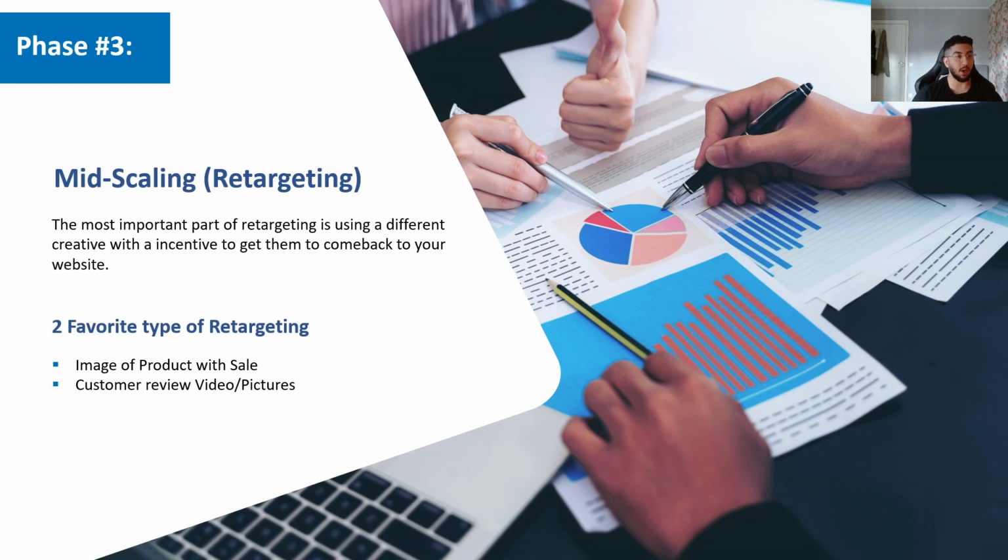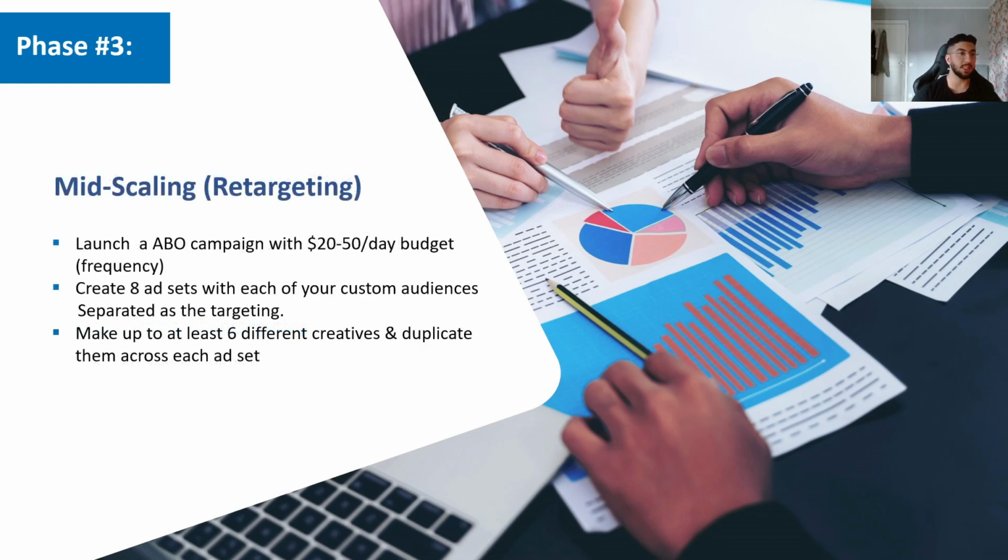Two favorite types of retargeting are an image of the product with a sale, and the other one is a customer review, video or picture, as I explained. So we have mid-scaling retargeting. Launch an ABO campaign with a $20 to $50 a day budget and frequency, which I will explain.